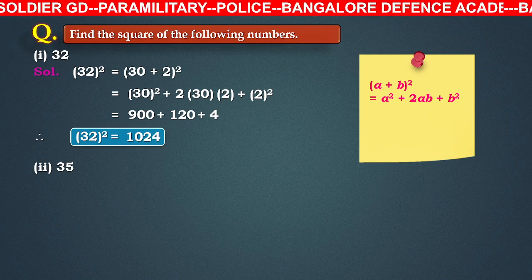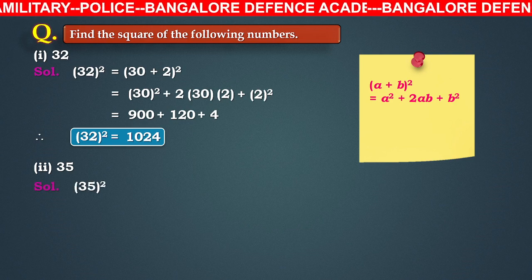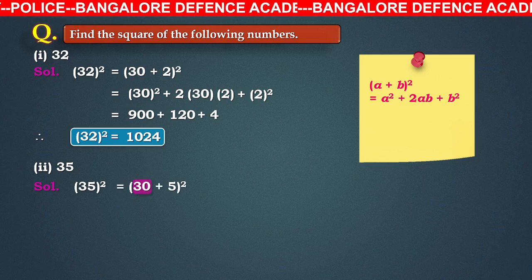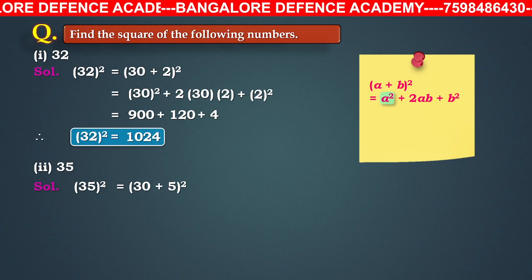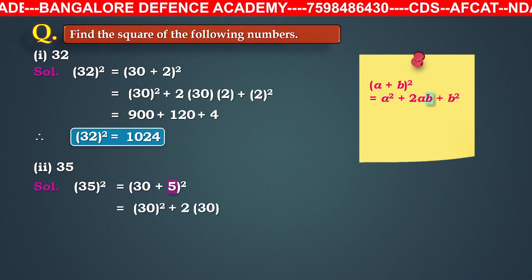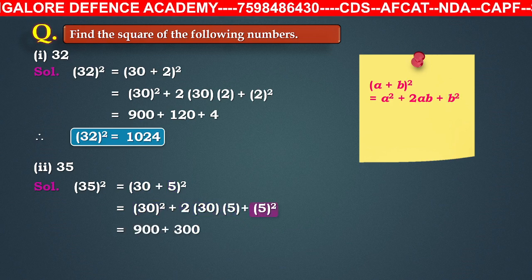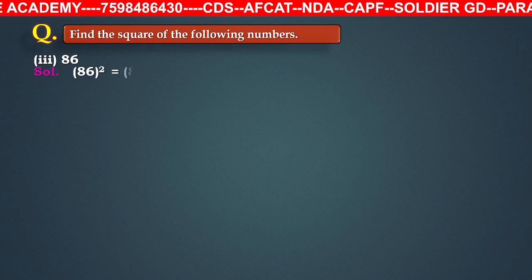In the last video, we have seen the shortcut of finding 35 square. So this is 30 plus 5. You can write down directly 4 into 3. But this is with the help of the formula: 30 square plus 2 into 30 into 5 plus 5 square. This is the answer 1225. So without wasting time, you can use the shortcut.